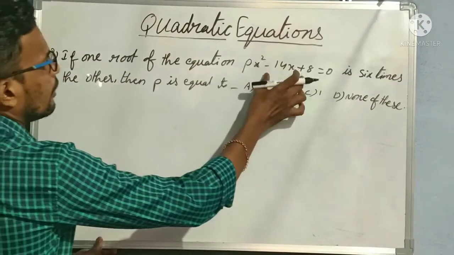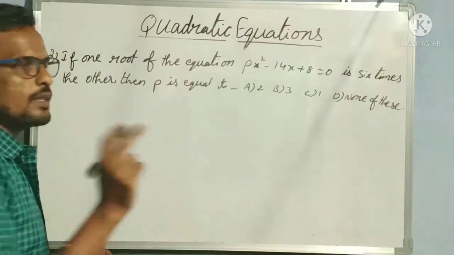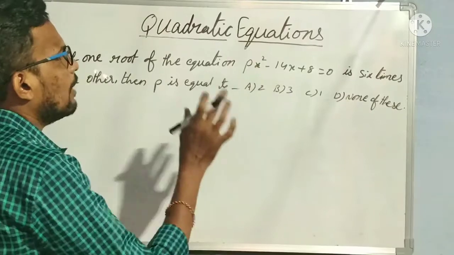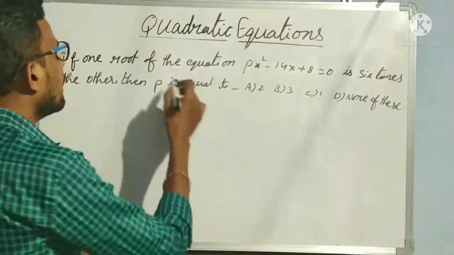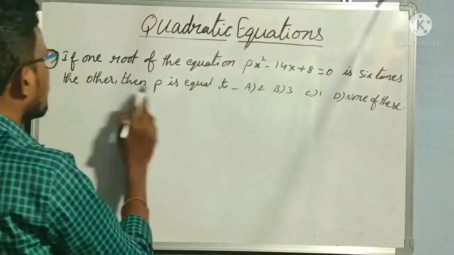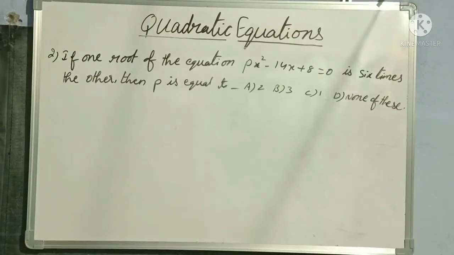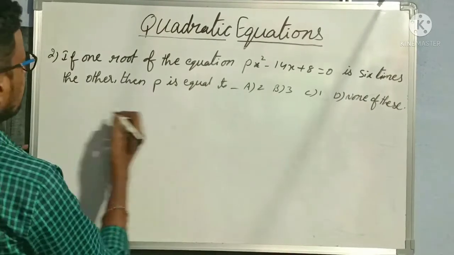So by solving this equation, we are getting 2 roots, right? This is a quadratic equation, so definitely it will have 2 roots. So he has given that one root is 6 times the other, then p is equal to. Okay, so let us solve this now.